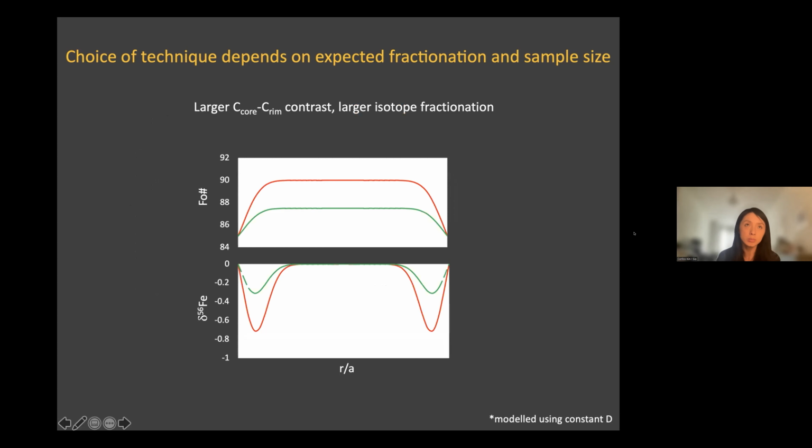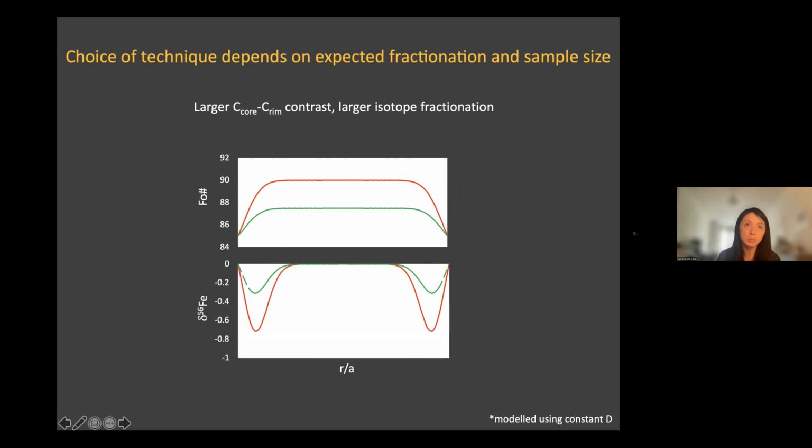So this is not minus, this is core to rim concentration contrast. So you can look at it as a ratio. So for the red curve, where you have a larger concentration contrast between the core of the crystal and the rim of the crystal, you get larger isotope fractionation, again, due to larger diffusive flux. And if you have a smaller concentration difference between the core of your crystal and the rim of your crystal, such as denoted by this green model curve, you get smaller isotope fractionation just because of the smaller diffusive flux. So these modelings are helpful to do to try and see if the technique that you're after will be able to resolve the expected fractionation.